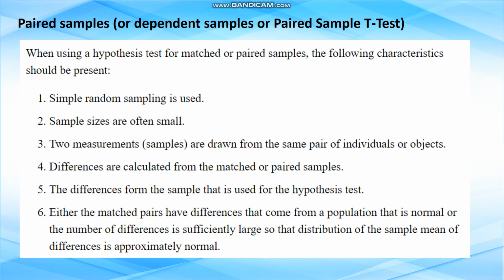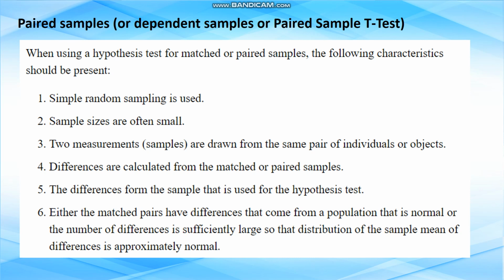Simple random sampling is used. Sample size is often small. Two measurements are drawn from the same pairs of individuals or objects. Differences are calculated from the matched or paired samples. The differences from the sample are used for the hypothesis test.